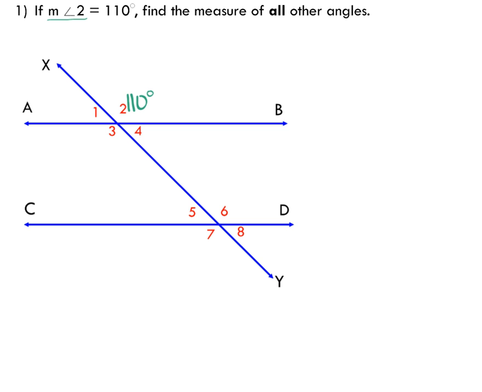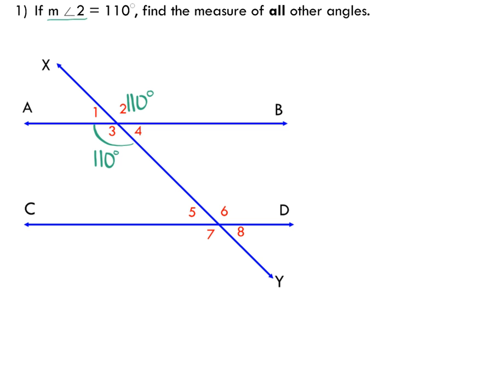You just don't measure. Pictures always say not drawn to scale, because if we had to draw everything to scale, it'd be a pain in the butt. But it is nice to see that 110 is on the obtuse side. So how do you find the other angles then? Well, the easiest ones are the ones that match angle 2. And we know angle 3 is the same because they're vertical angles, so that's 110.